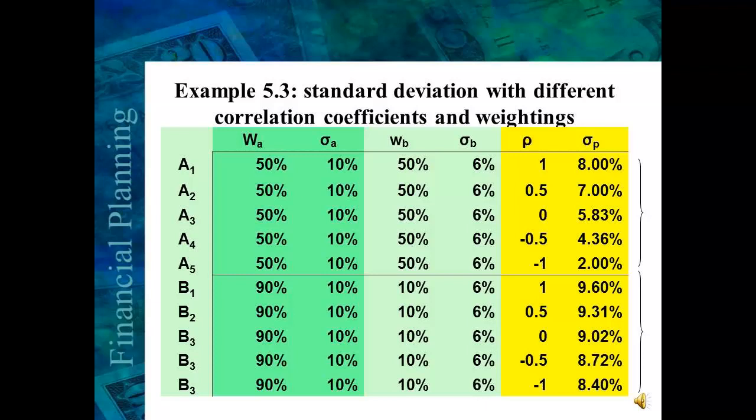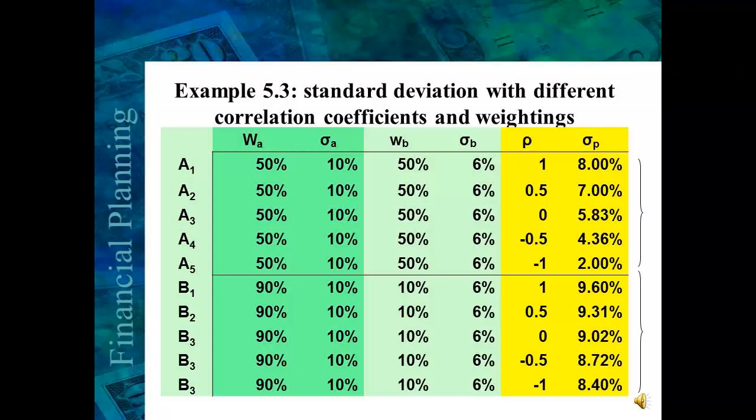Let's verify the correlation summary from the last slide by calculating portfolio standard deviations. Look at the table on this slide. The standard deviation of the portfolios A and B have been calculated for varying correlation coefficients. As you would expect, the portfolio standard deviation drops as you combine assets that are less positively correlated. Consider portfolio A, which is weighted 50-50 between assets A and B. In A1, the correlation coefficient is +1.